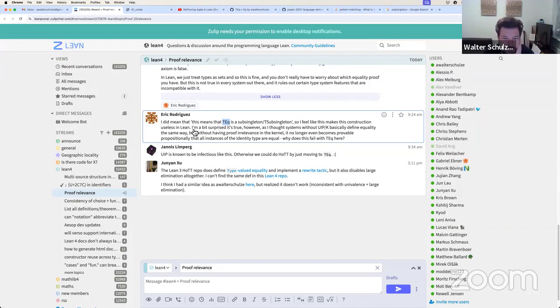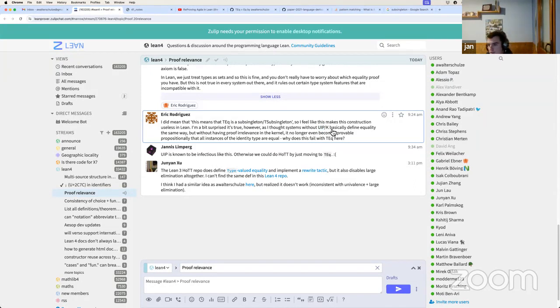Okay, so I was surprised. However, as I thought, systems without what is UIP again? It's just for reference. Uniqueness of identity proof. Yeah. Okay. And K. So our K is back. Basically define equality the same way, but without having proof irrelevance in the kernel. It no longer even becomes provable propositionally that all instances of the identity type are equal.